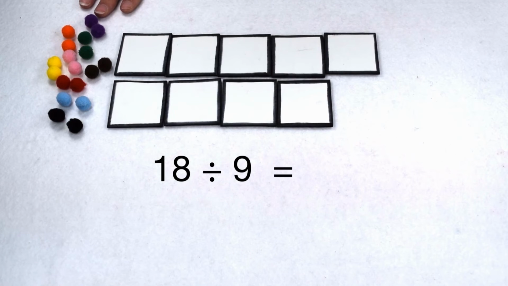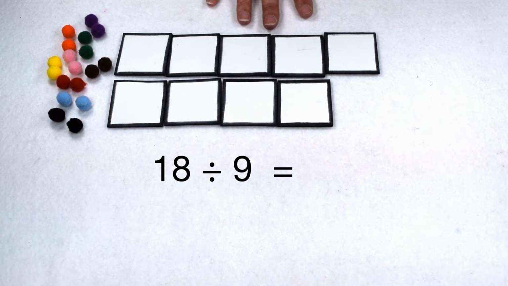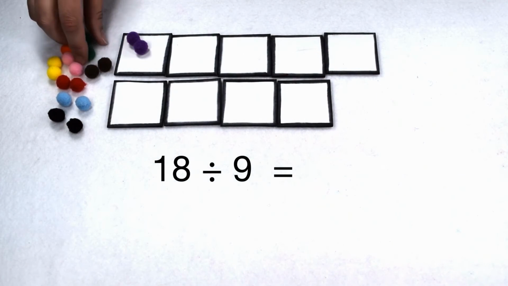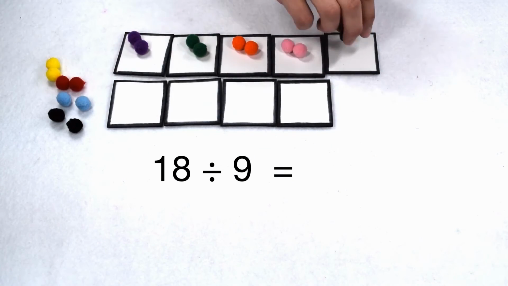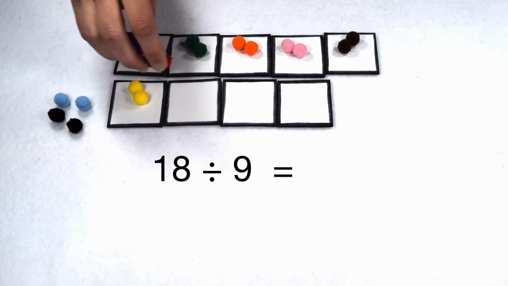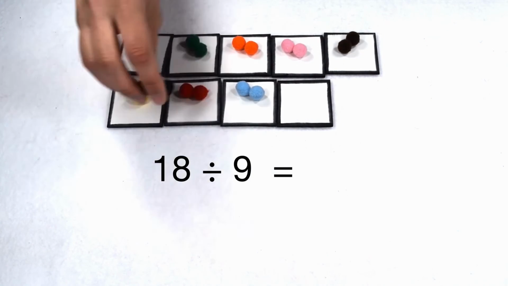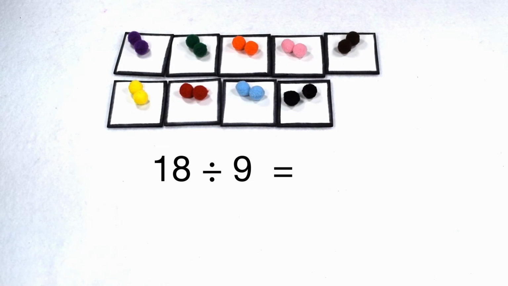We have a dividend of 18 that we want to divide into our divisor of 9. 18 is on our list, so we know it's a multiple of 9. But if 18 is divisible by 9, that tells us we should be able to put the same number of items in each group with no remainders. When we do that, we see that 18 divided by 9 gives us 2 items in each group.